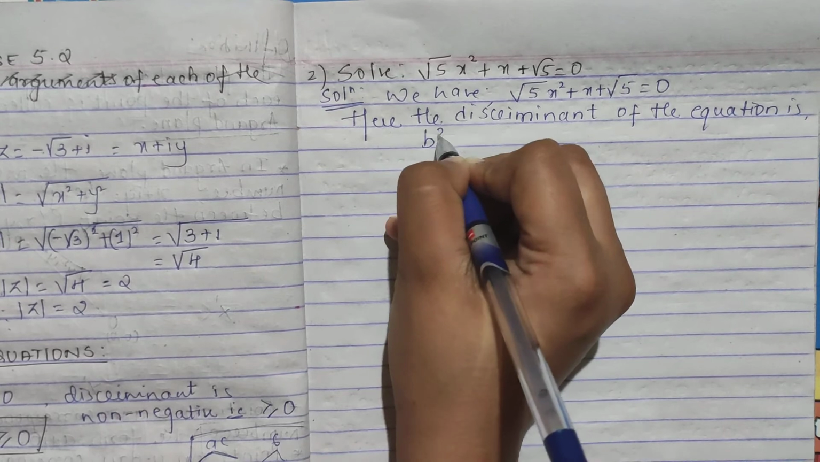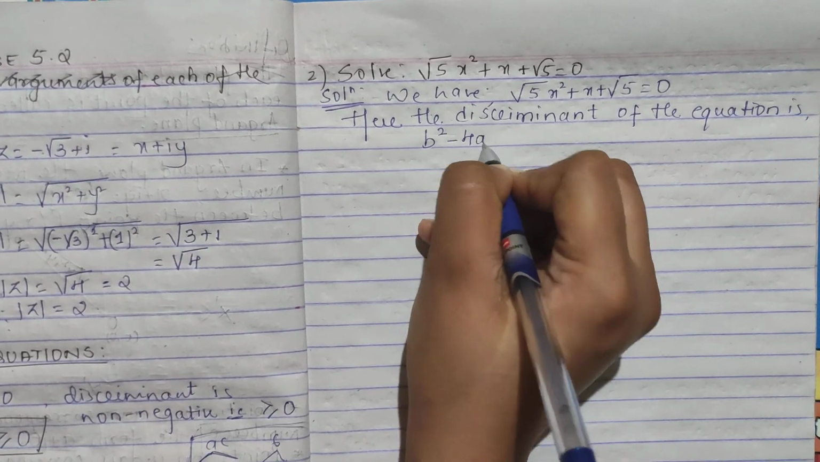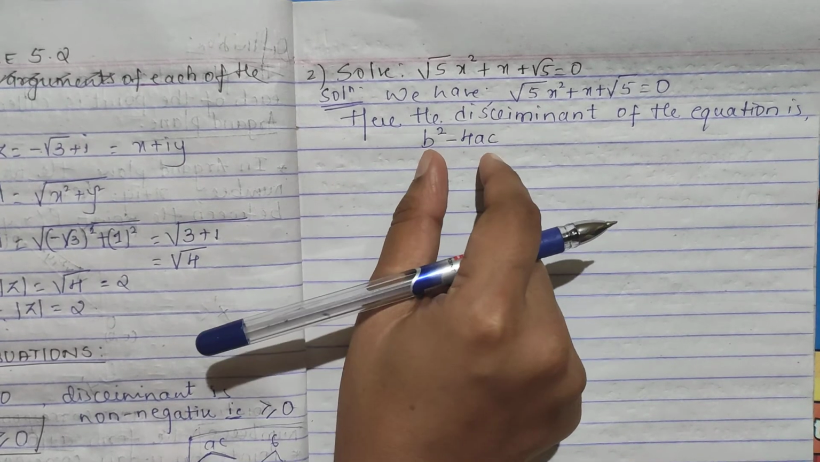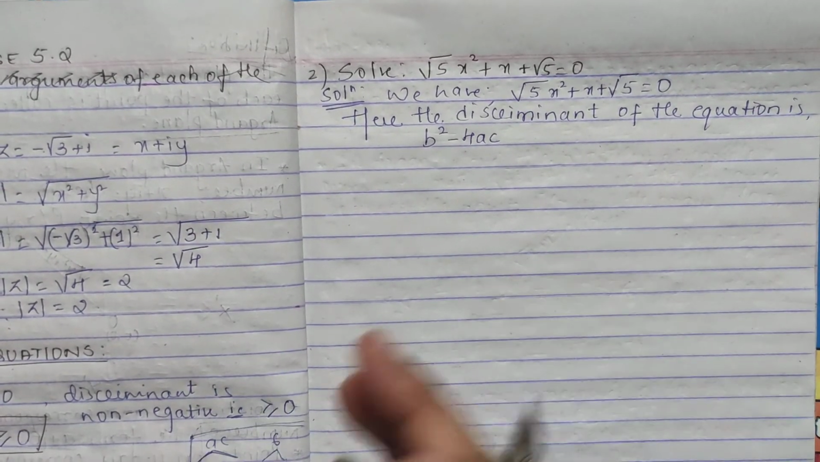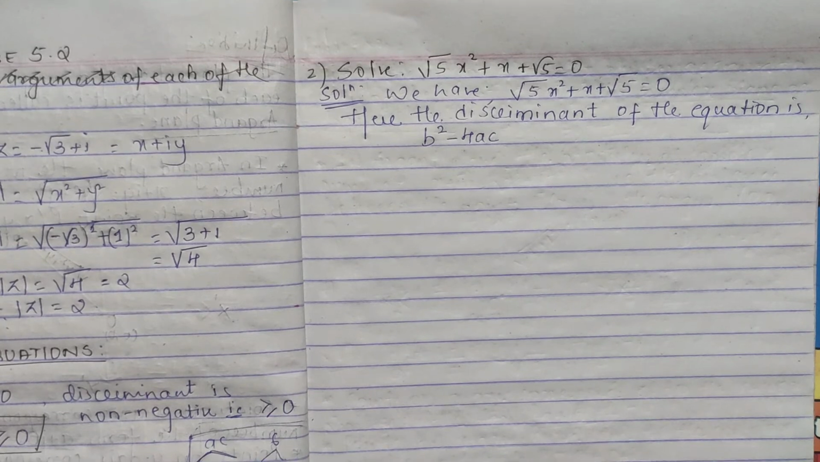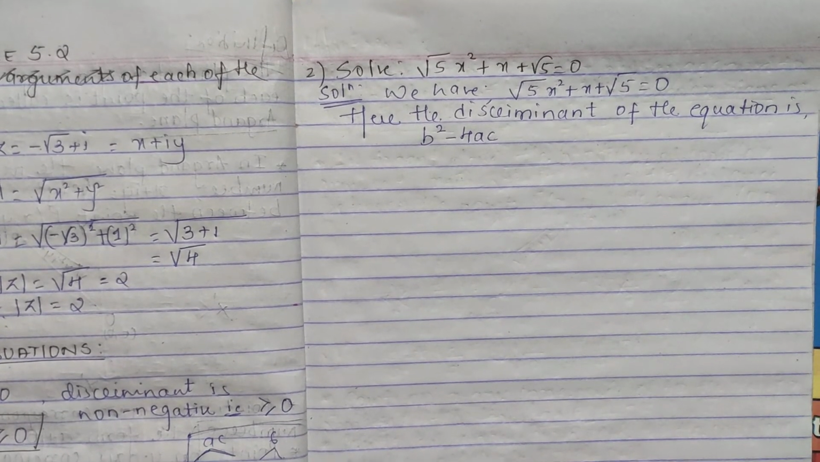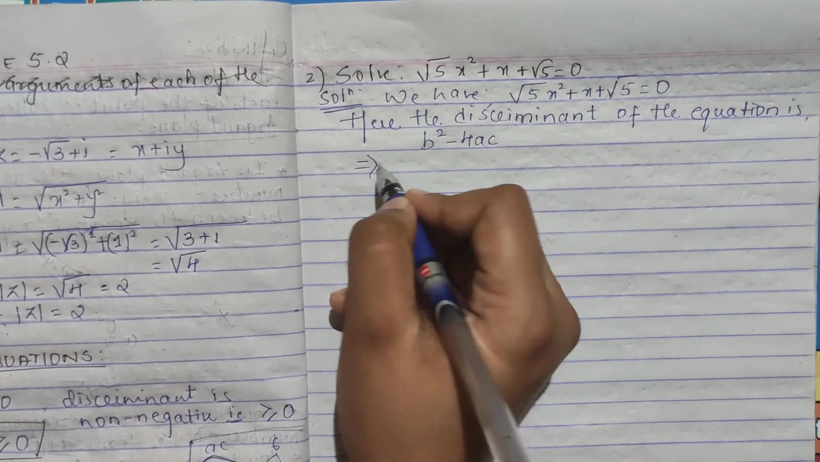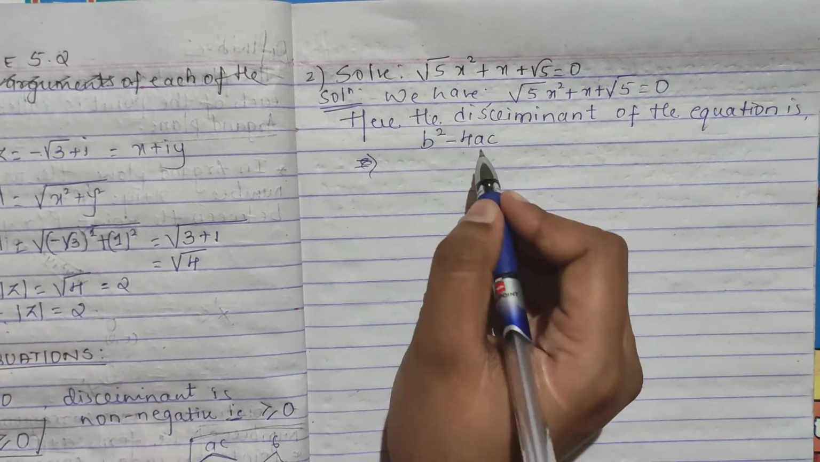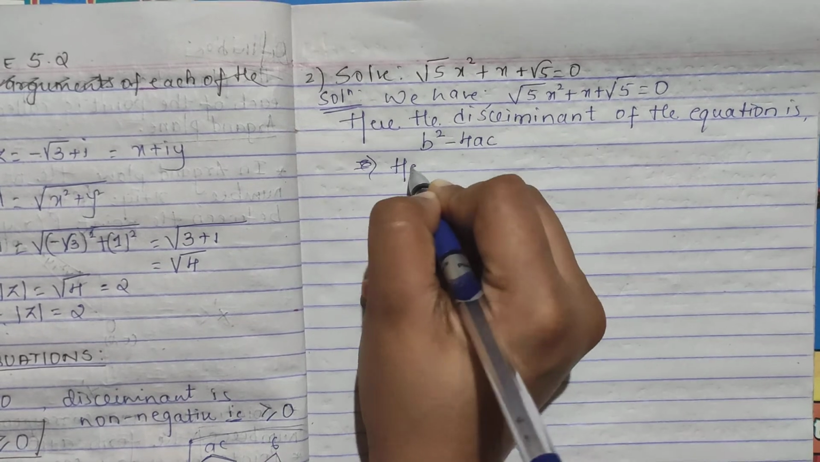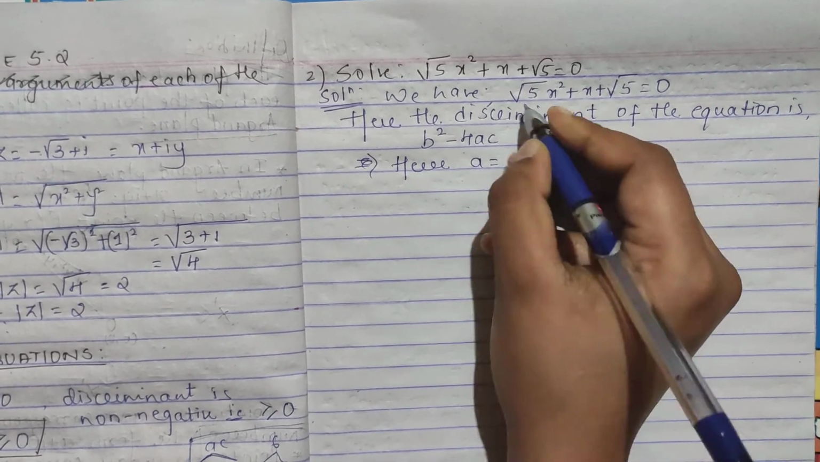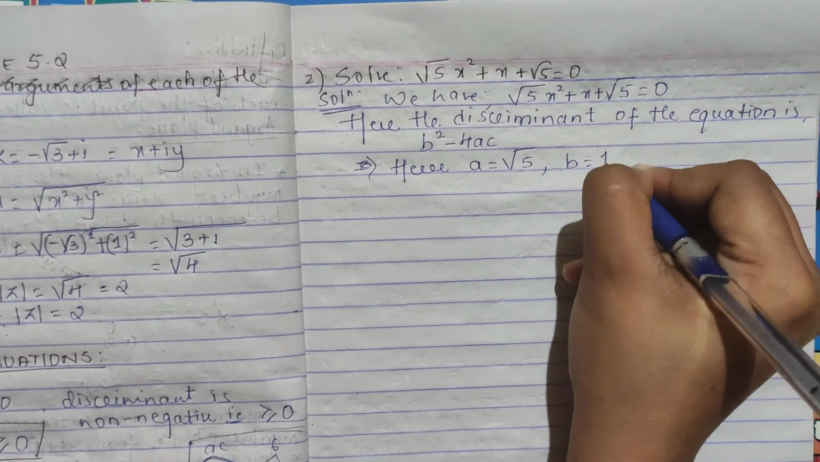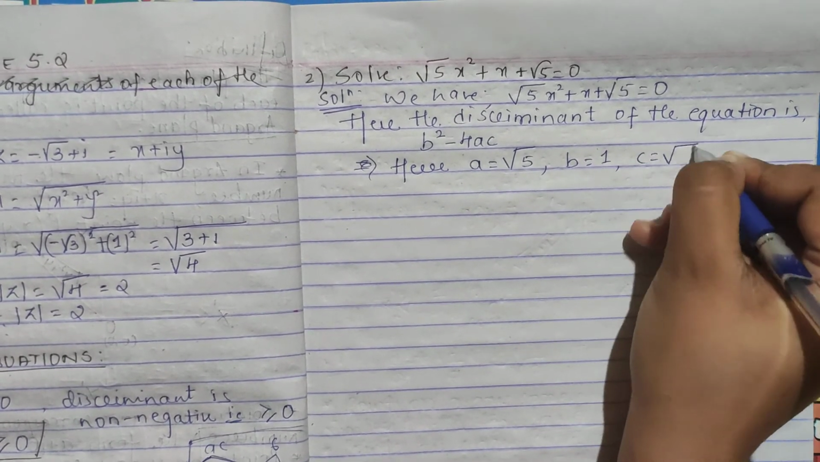Our discriminant is b² − 4ac. We check whether we are getting positive or negative. Positive means we directly factorize it. If it is negative, we go with our formula. So we will see what discriminant we are getting. Just note what your a is: here a is √5, b is equal to 1, c is equal to √5 again.